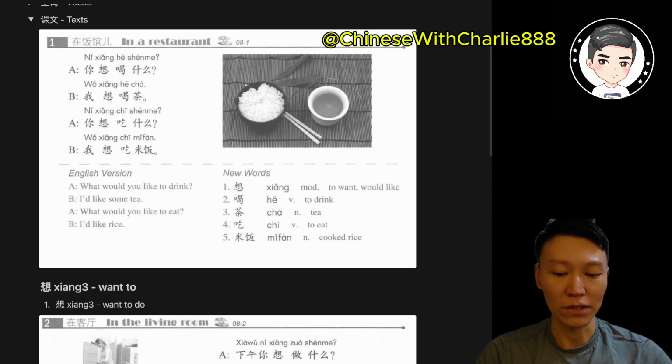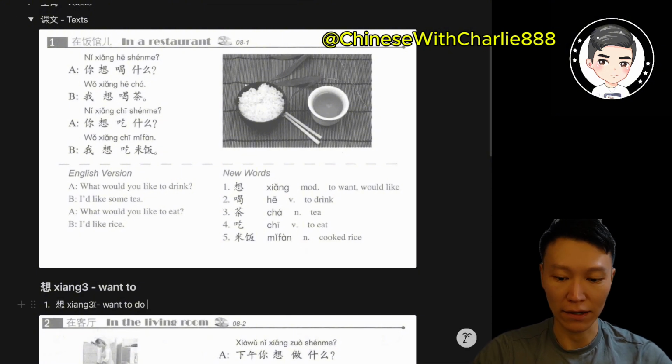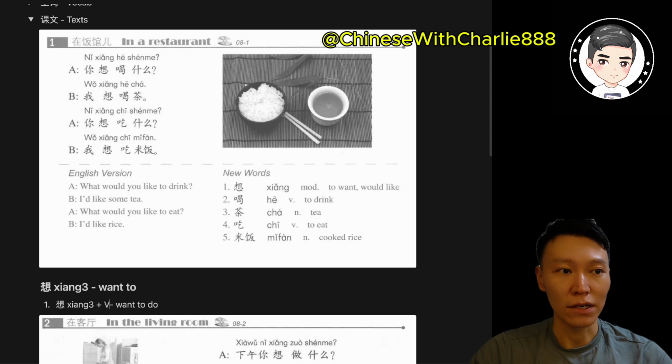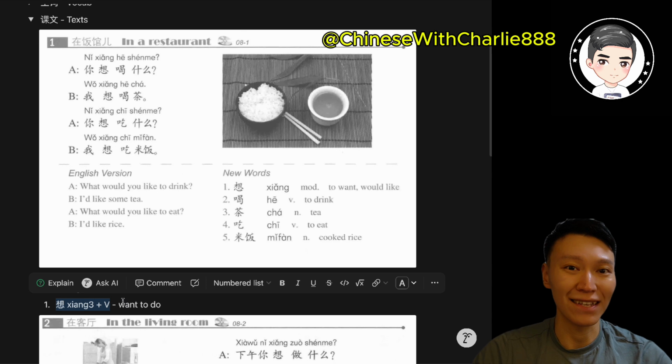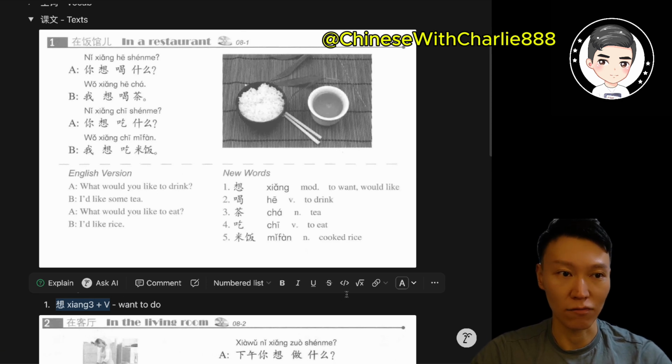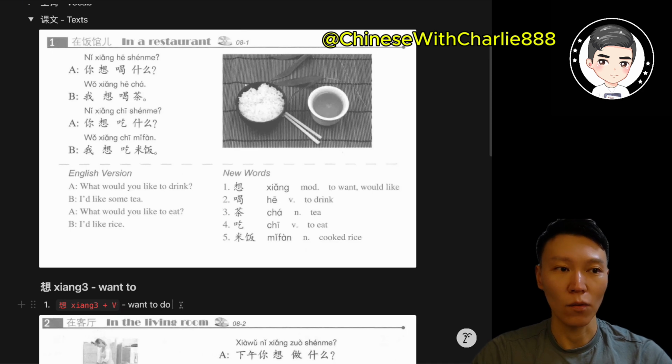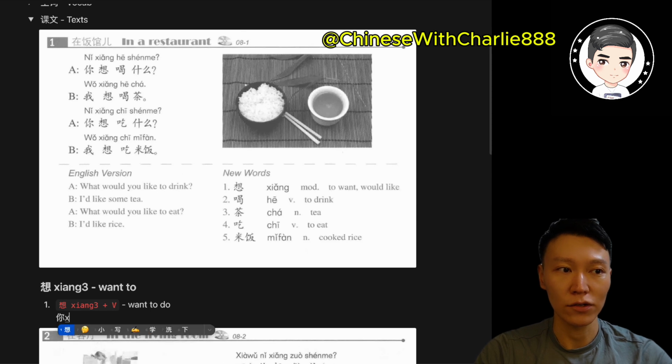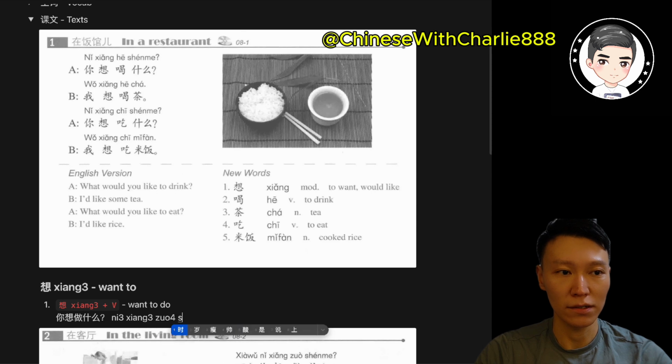So when 想 means want to, remember we have to use a verb after 想. Because sometimes people think 想 also means want something, and then they put a noun after 想. That's wrong. We have to use a verb after 想, and it means want to do. For example, we can ask people, 你想做什么？Which means, what do you want to do?